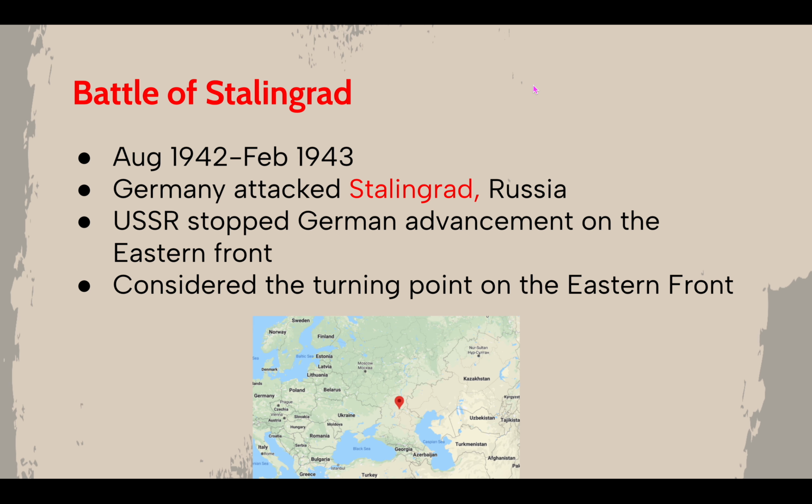All right, then we also have the Battle of Stalingrad. So Stalingrad is over here, kind of in the Eurasia section of the continent. This happened in August 1942 until February of 1943. Germany attacked Stalingrad, Russia, which is located right here. Russia stopped the German advancement on the Eastern Front, and this really is considered the turning point of the Eastern Front. I know we talked last lesson about the turning point on the Pacific side, or the Japanese side. This is really the turning point on the European side of World War II.